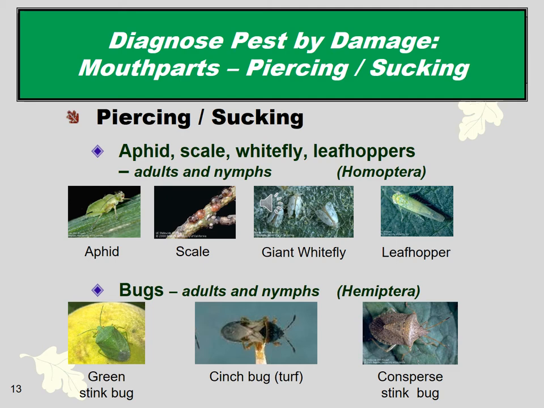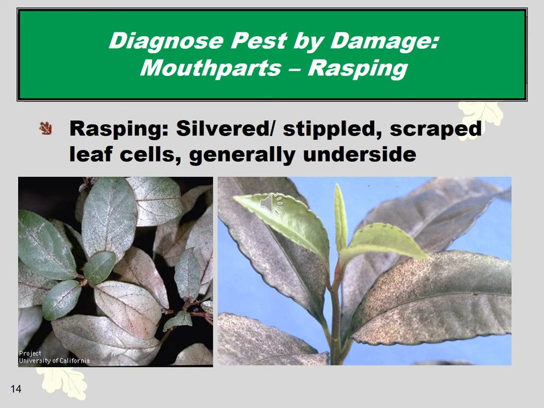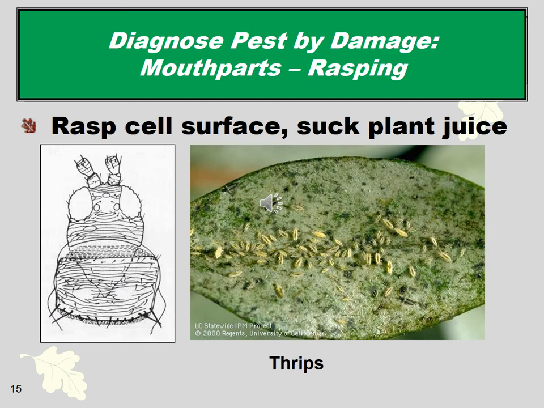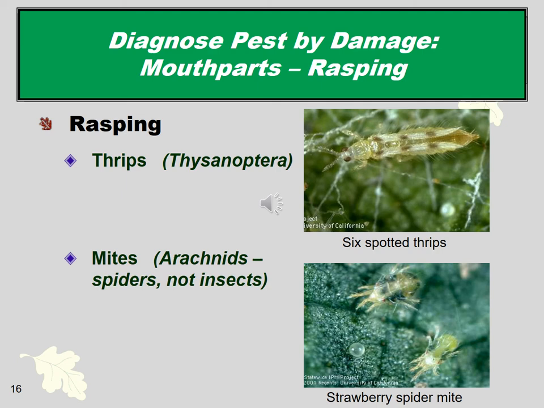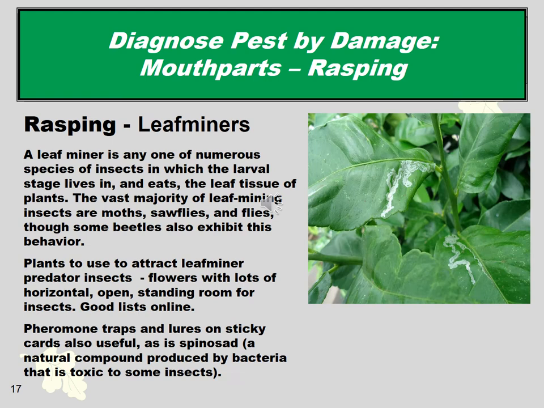And moving on now to rasping insect plant pests. Here's some of the type of damage you'll see on your plants, especially on the undersides of leaves. Thrips are one of these pests that cause the damage that you just looked at. In addition to thrips, mites are miniature spiders, not really insects, but we throw them in this category. They are a rasping plant pest. And leaf miners are also a rasping plant pest.